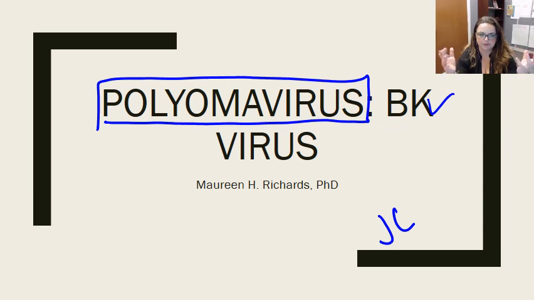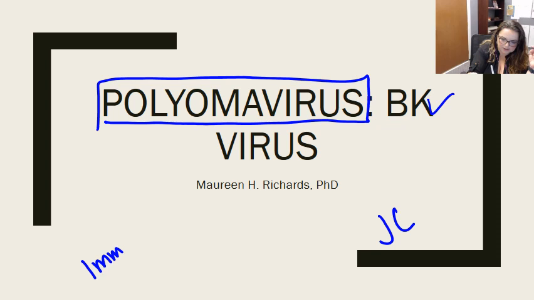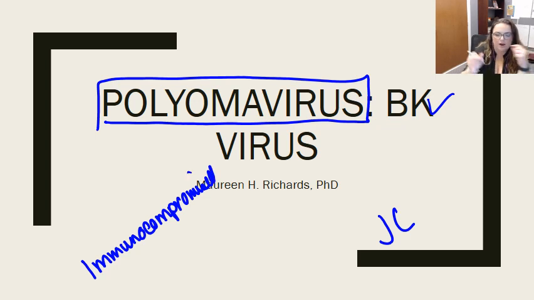Like JC virus, BK viruses are found ubiquitously in humans, but they don't usually cause disease unless the patient becomes immunocompromised. So when a patient becomes immunocompromised, then we can see reactivation of the virus, which can then lead to disease. These viruses are very difficult to grow in culture.